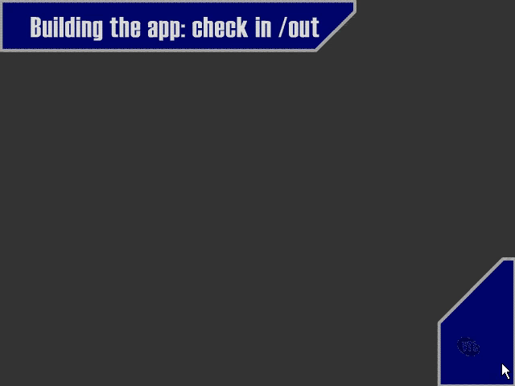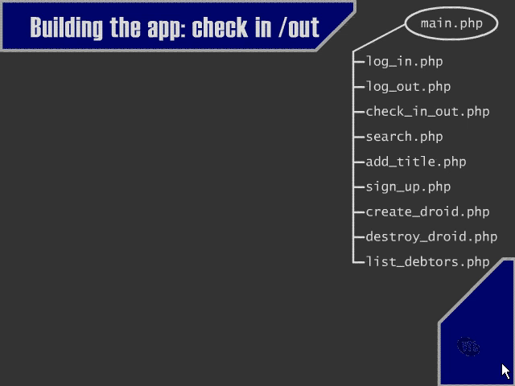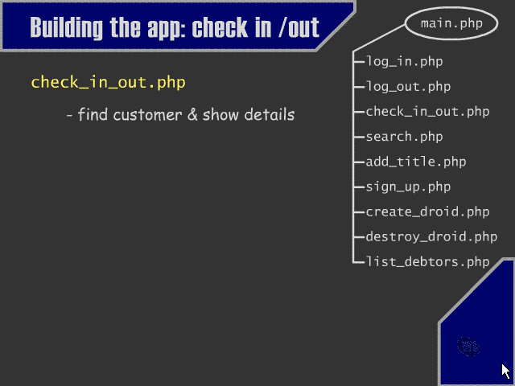Now we're going to look at a more complex function of our application. This is the check-in-out script, in which the employee is able to check a video in or out of the video shop. The first thing that they need to be able to do with this part of the application is to bring up our customer's details so that they'll know who to check the video out to. They'll also need to see the customer's rentals and see whether any of those are overdue, and so on.